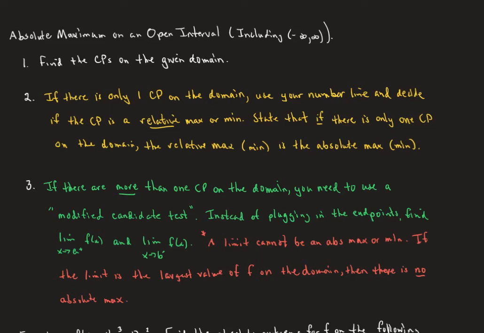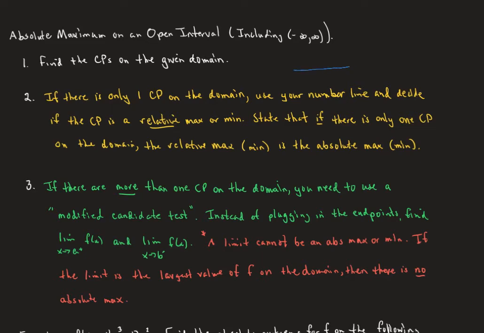So here's the strategy. We're going to still find the critical points. That is, take the derivative, set it equal to 0. Any place the derivative is 0 or undefined counts as a critical point. Now, if there's only one critical point on the domain, then our life is much easier. We'll do our number line thing. So let me pull up my pen here.